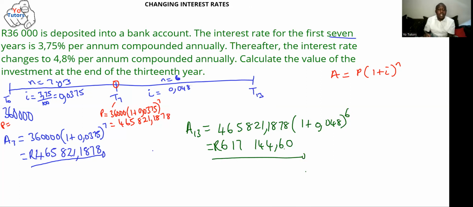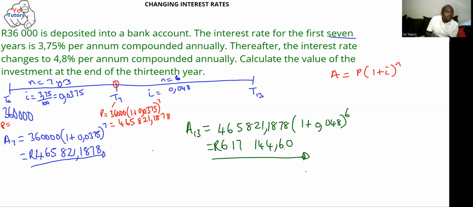That's our accumulated amount. Just remember that you need to calculate first for the first period that you are given. Then whatever accumulated amount you get will act as the principal amount for the last 6 years.